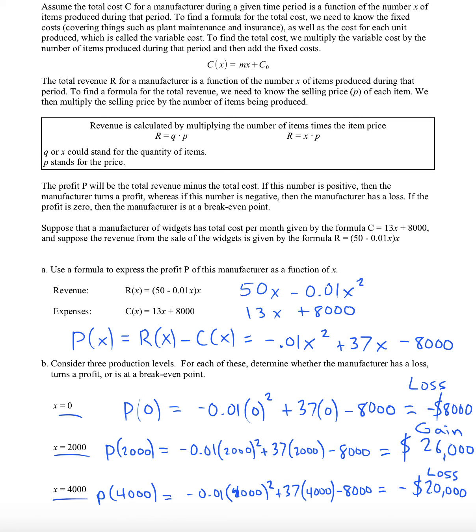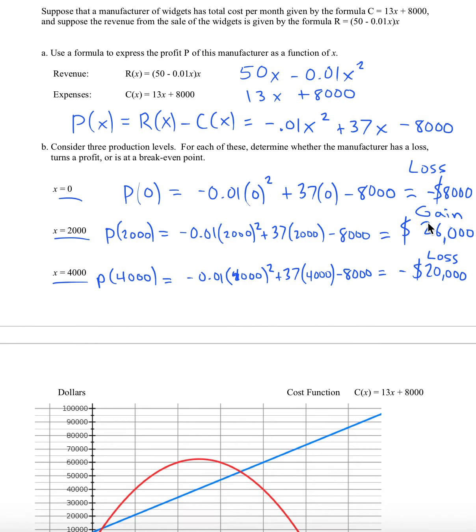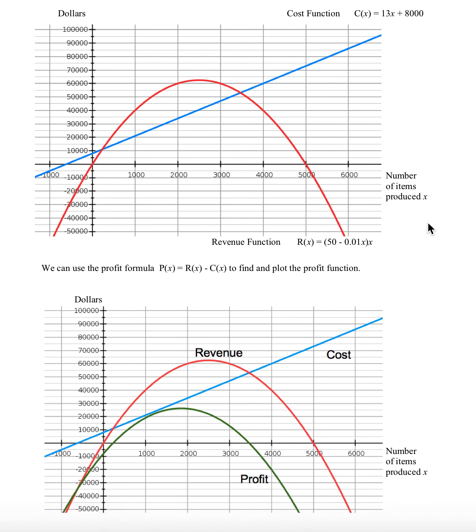So how can that be, that they have a loss and then a gain and then a loss? It's because the function is a quadratic, which will be a parabola shape. And we can see that on the next page. Here's a picture of the revenue function, R of x, and here's the cost function, C of x. As the number of items produced goes up, the cost function keeps growing.